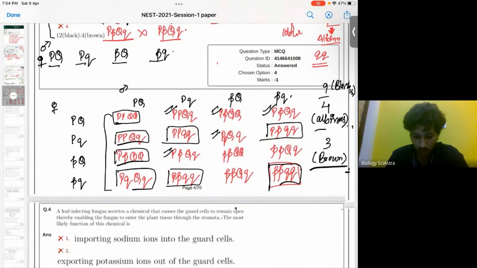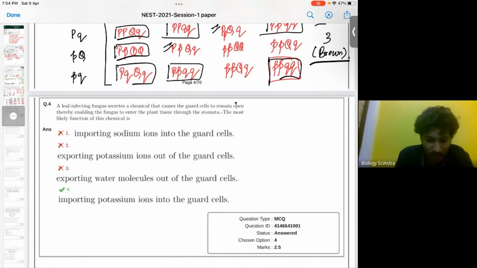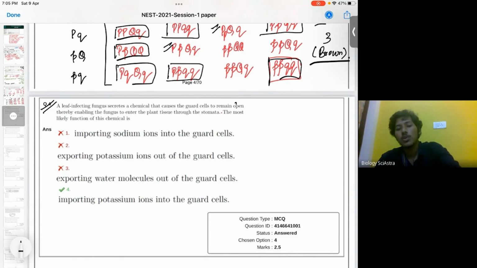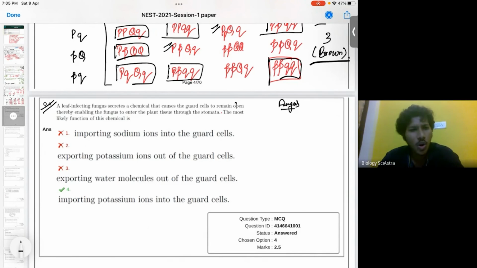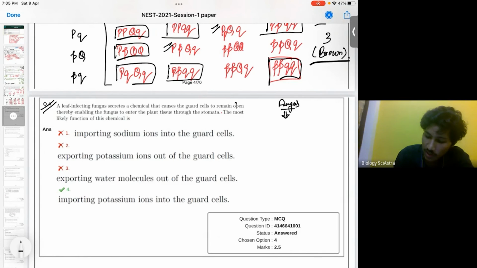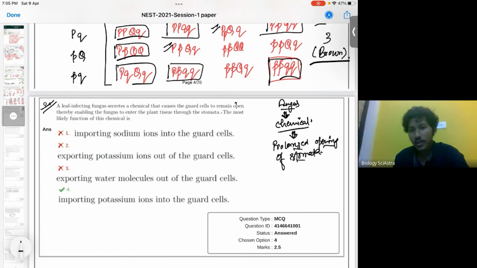Now let us see some other questions. Like this question. Again, I will not read the question. I will just explain you what the question is. Question क्या कह रहा है? Question कह रहा है कि there is one fungus which infects leaves of particular species of plant. And how does it infect the leaves? It secretes a chemical, and this chemical leads to prolonged opening of stomata. और stomata open होता है, उसकी वजह से stomatal pore भी open होती है, and this fungus infects the leaves via these pores. ठीक है?